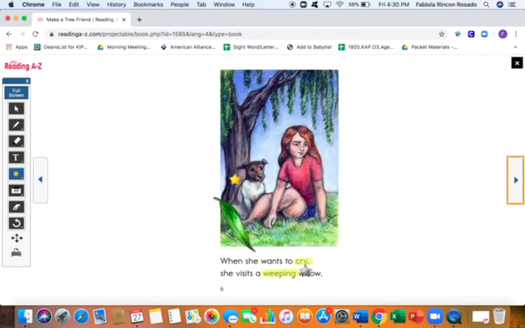When she wants to cry, she visits a weeping willow. Now here we have the word cry, and we know that Y can be tricky. Sometimes it can act like an E, and sometimes it can act like an I. Now, how do we figure out weeping? We can look for this chunk right here, ing, and we know that that is ing. Now we look for this other chunk of the word and we can sound it out. Weep, weeping, weeping willow.